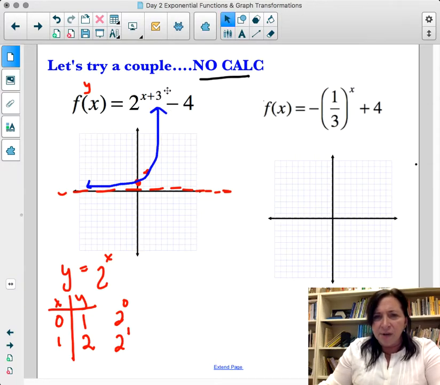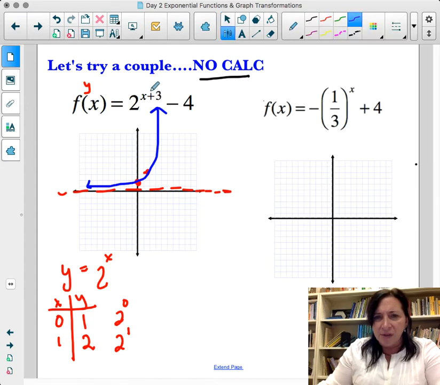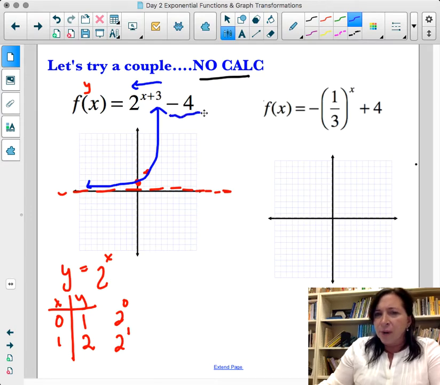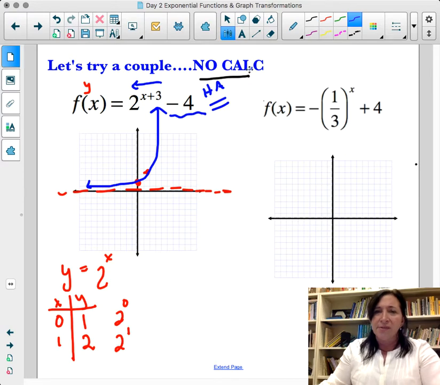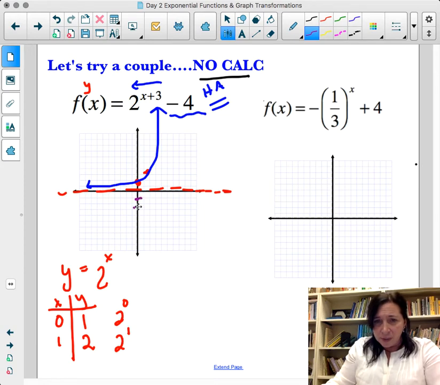This value here, see this plus 3? What that's going to do is it's going to take me 3 in the negative direction. This value right here is going to take me -4. And in an exponential equation, that value right here becomes my horizontal asymptote. So basically, if I wanted to bring this down already, 1, 2, 3, 4, I already know that my graph is going to be down here.